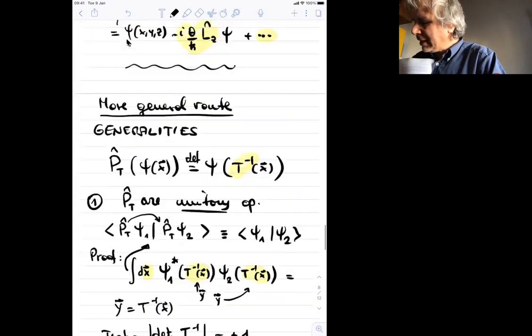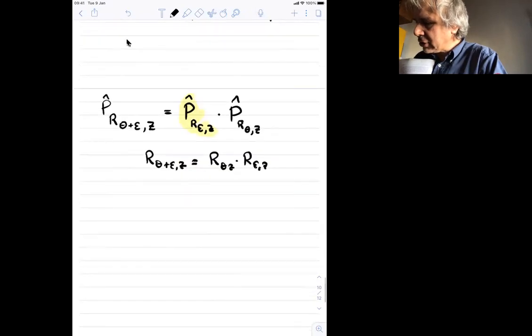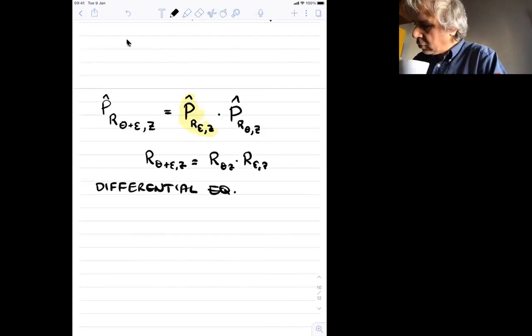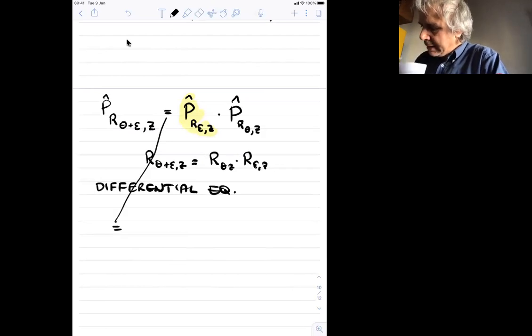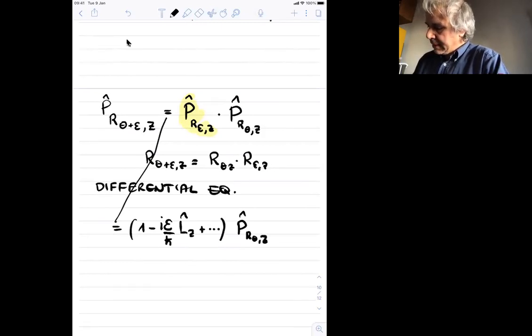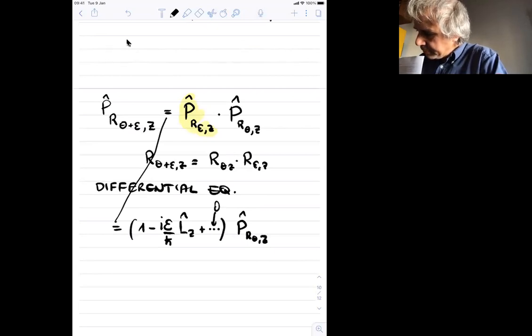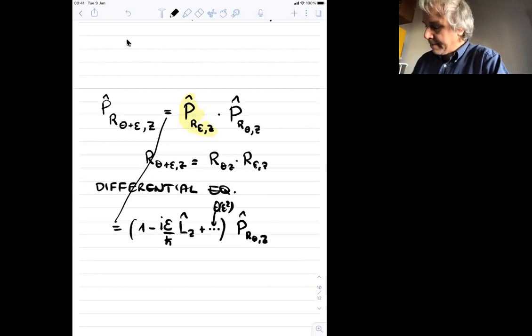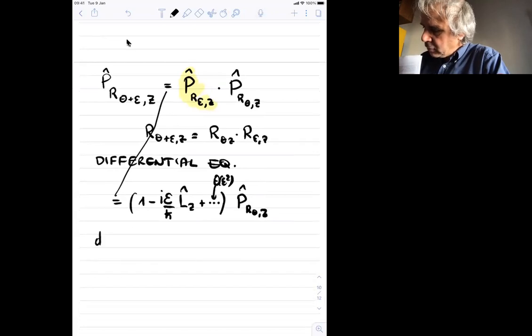So let's try to use this to write a differential equation. The goal is to write a differential equation, which I can then solve. It's a very neat trick. So I write this as 1 minus epsilon, there is an i over h bar, the angular momentum operator plus dots. I know it only up to first order. And then I apply it to P of R theta around z. Very good. Now these objects are order epsilon squared.